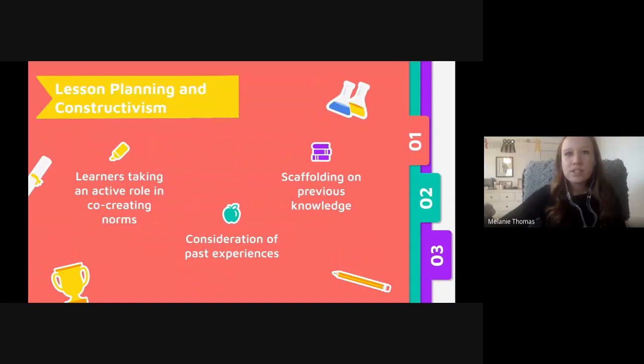Taking into consideration a student's knowledge is essential when planning your lessons. Their knowledge and past experiences will influence their time in the classroom, as well as their ability to teach and learn from those around them. Educators can also scaffold on their learners' previous knowledge in order to teach new concepts. So group work is really an important component of constructivist theories, which allows students to scaffold on the knowledge of their peers.